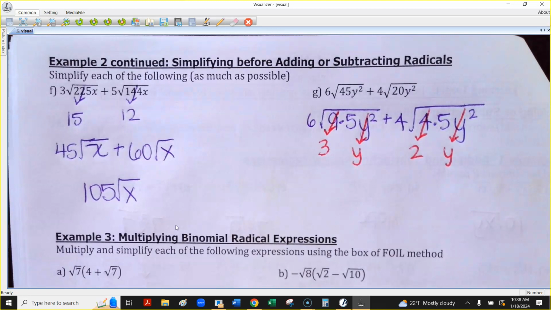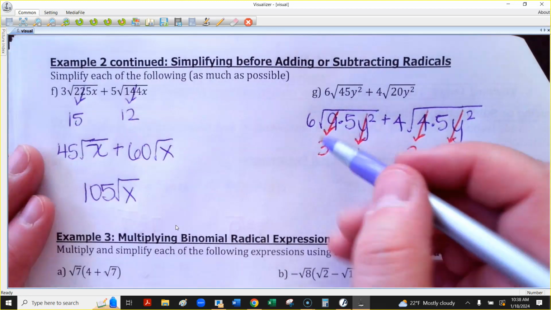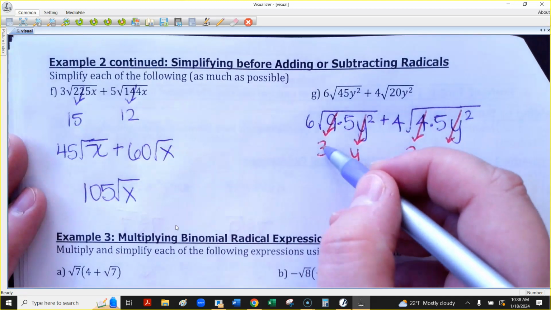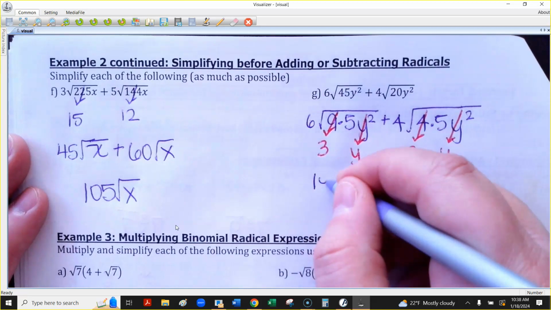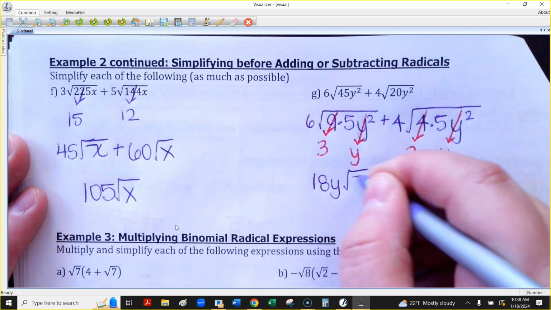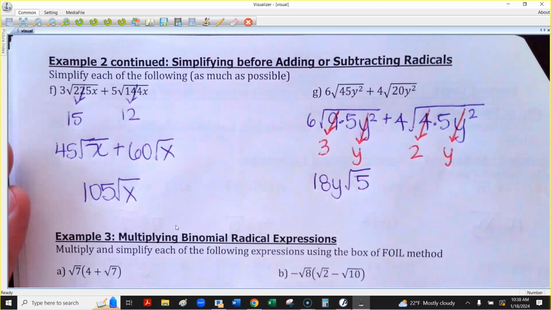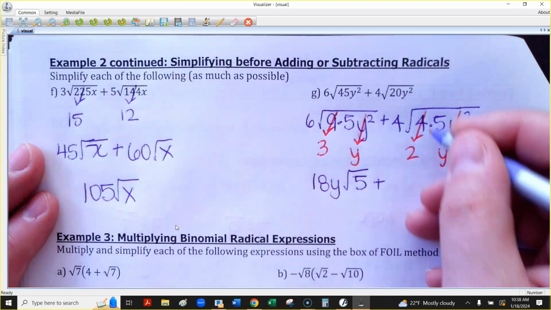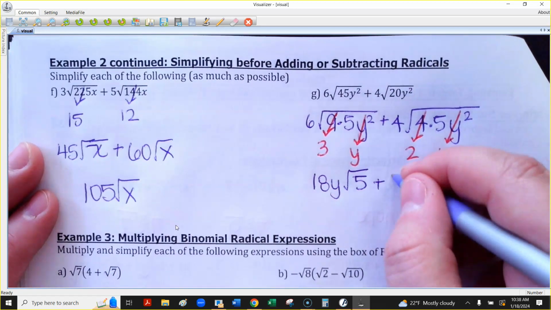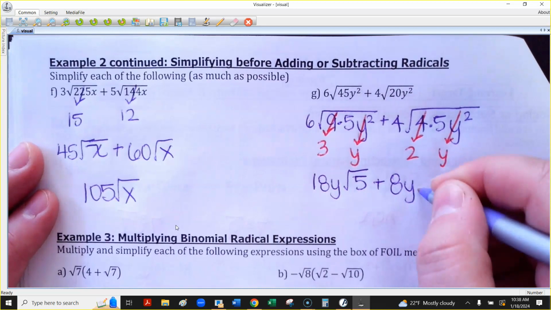Anything we remove, we're just going to multiply everybody in front. So 3 times 6 is going to give you 18 times y. So it would be 18y times the square root of 5. And the other one, I'm going to bring out the 2. 4 times 2 is 8. And then the y there, radical 5.